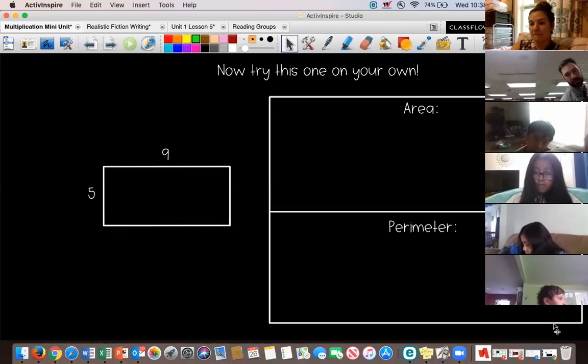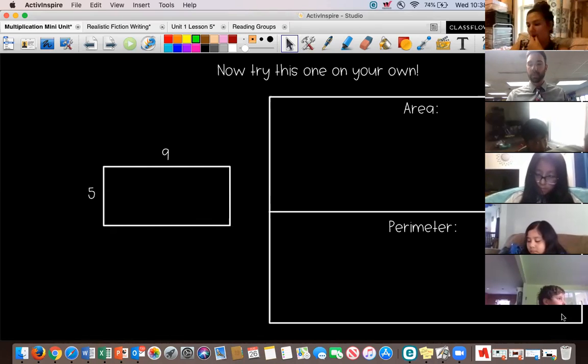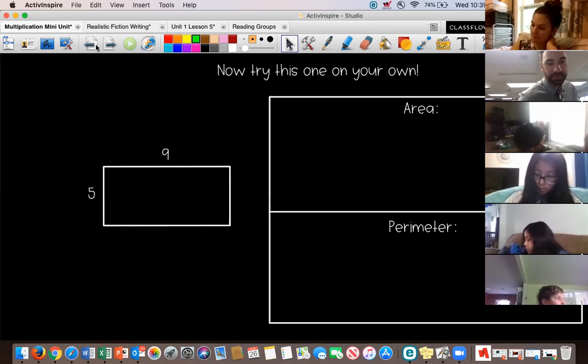You guys have 2 minutes and 30 seconds left. Remember, we're finding area and perimeter of that rectangle, doing both. Be ready to share the strategies you use to find the answer. Don't forget what kind of units you need for your area as well.